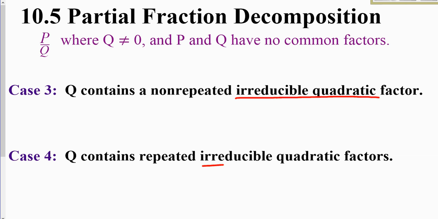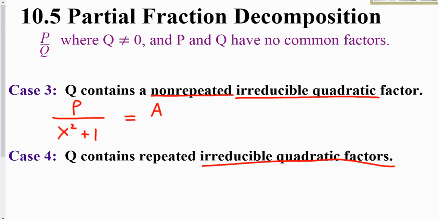quadratic factors. Case 3 is where it's non-repeating. So you could have something like p over x squared plus 1. So x squared plus 1 cannot be factored. So regardless of what the numerator is, we're going to allow it to be a linear term.